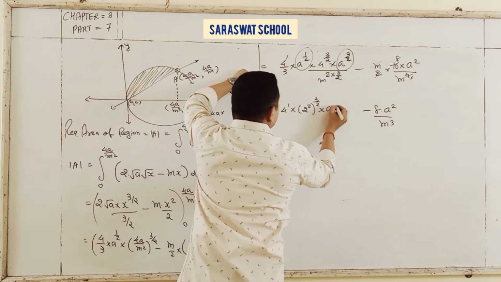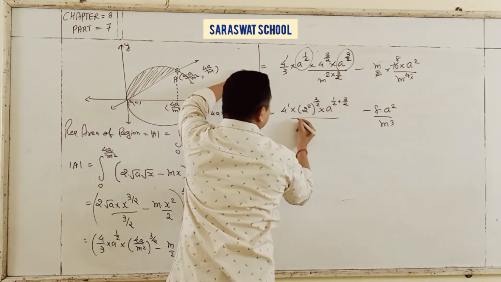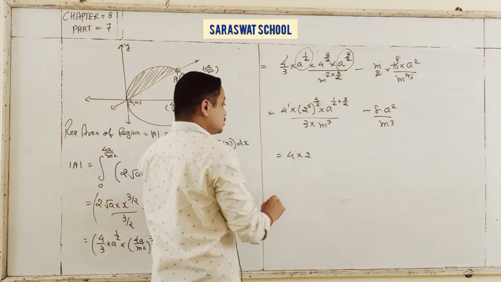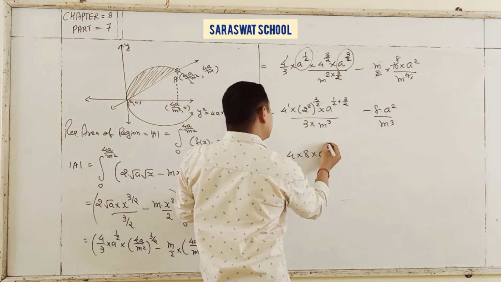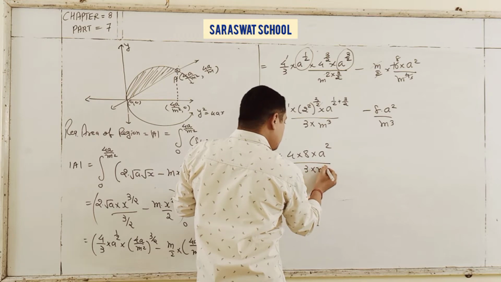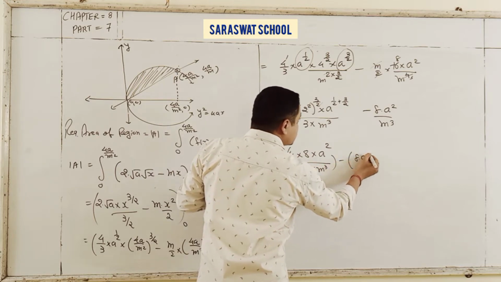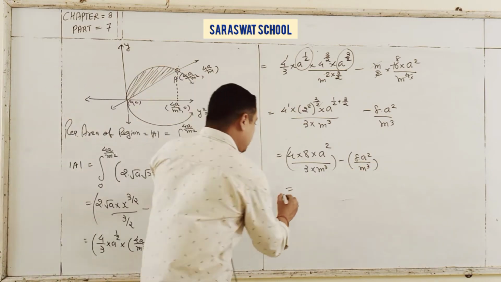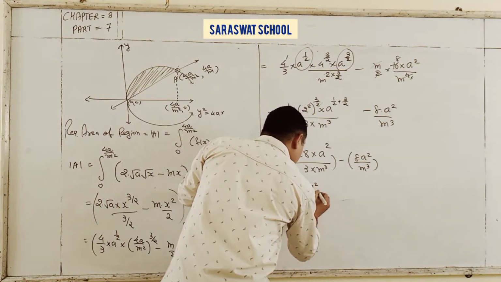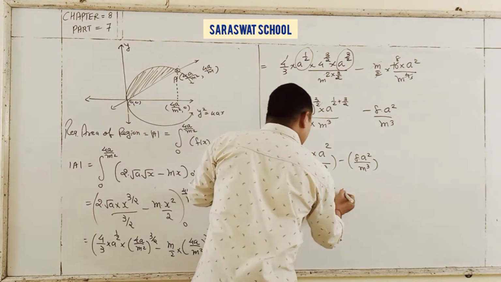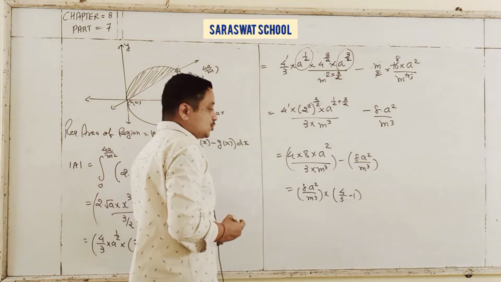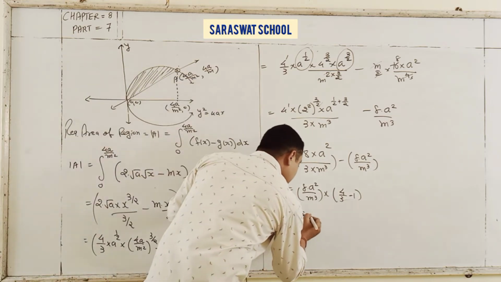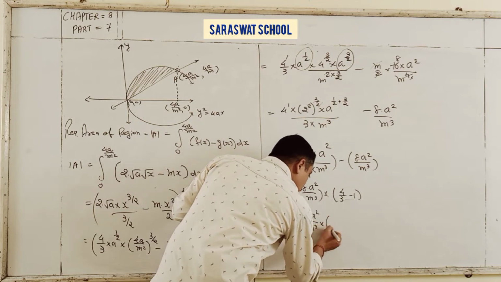And this a, much less a, both same power at additions. So a raised to half with 3 by 2 upon 3 m cube as it is. So 4, this cancels. 2 raised to 3, 8 into a raised to 4 by 2, it is 2, 3 m cube, minus 8 a square by m cube. Now just as much as common taking. So 8 a square by m cube common, it is 4 by 3 minus 1. So 4 by 3, and that is 8 a square by m cube into 1 by 3.